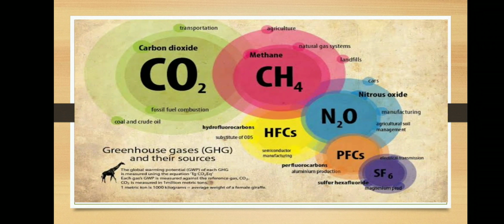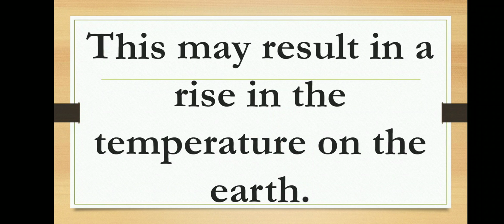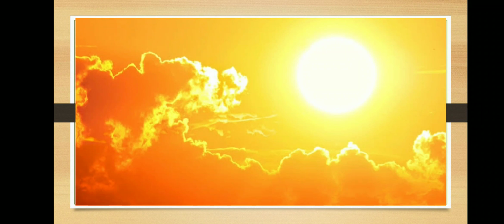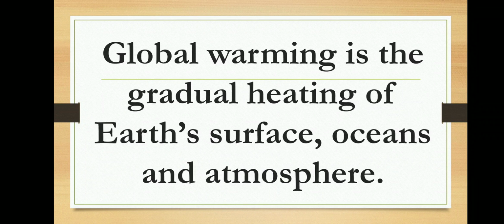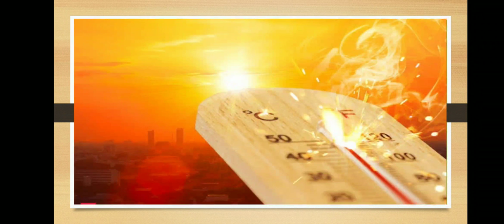The greenhouse gases such as carbon dioxide, methane, nitrous oxide, hydrofluorocarbons, etc. trap more heat, warming the earth. This may result in a rise in temperature on the earth. This rise in temperature of earth due to the global greenhouse effect is called global warming. Global warming is the gradual heating of earth's surface, oceans and atmosphere.